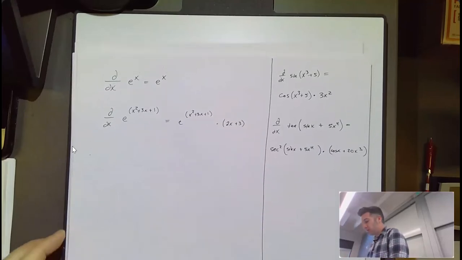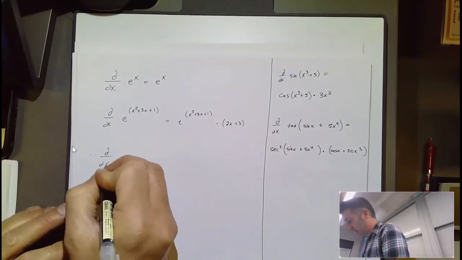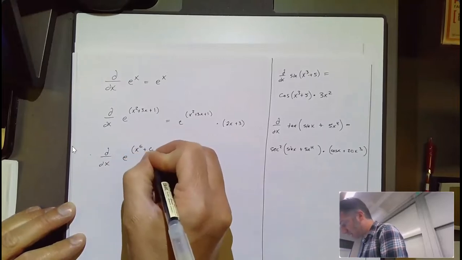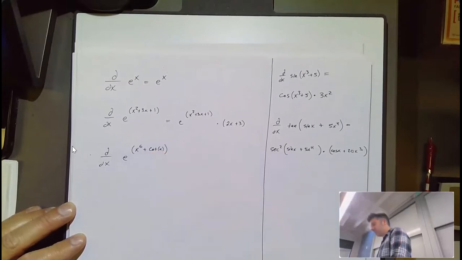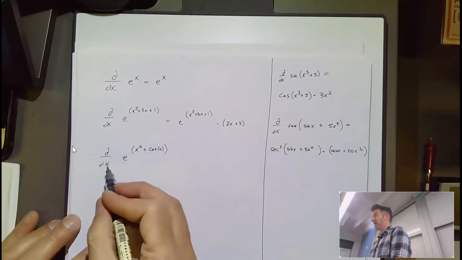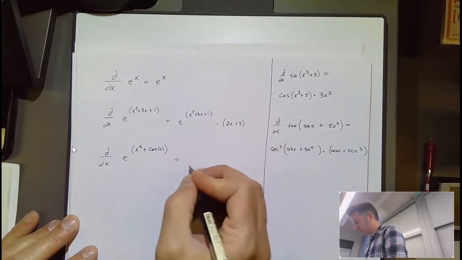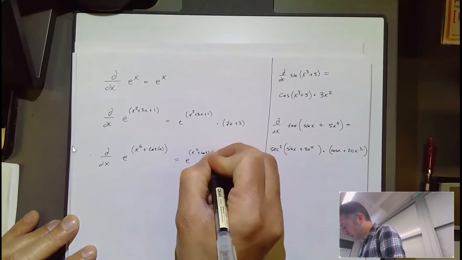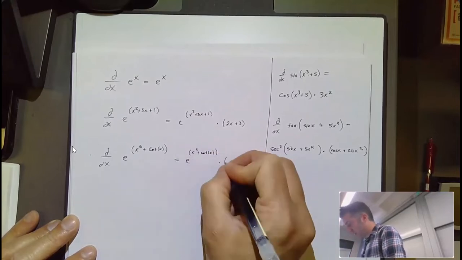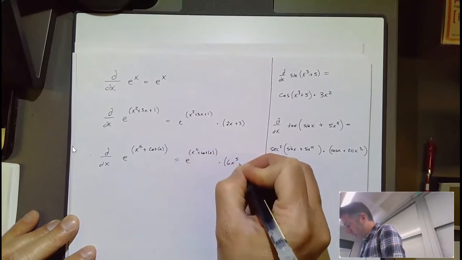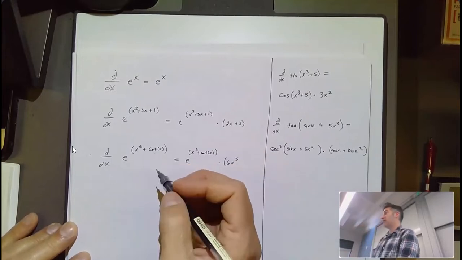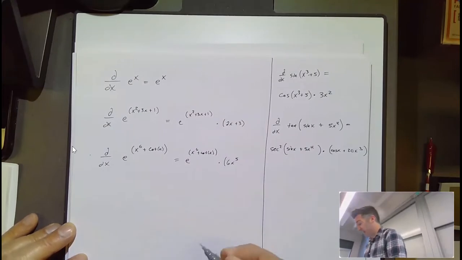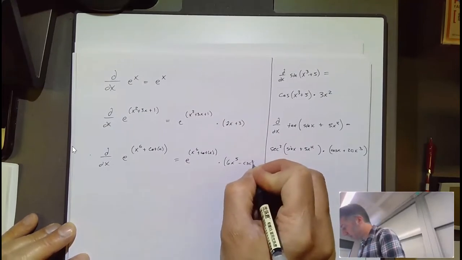So for example, if I was to take the derivative of, say, e to the x to the 6th plus cotangent of x, well, I've got e to the stuff. The derivative is e to the stuff times the derivative of the stuff, which is 6x to the 5th. The derivative of cotangent of x is negative cosecant squared of x. So instead of writing plus negative cosecant squared, let's write minus cosecant squared of x.